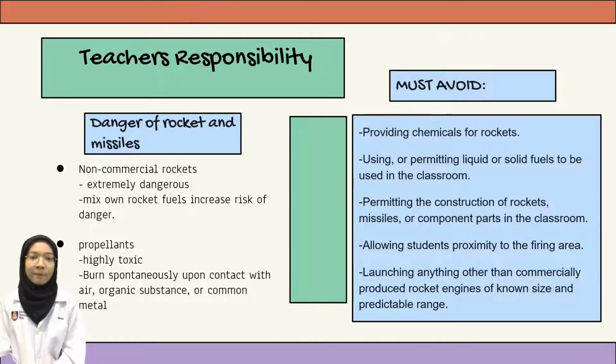Next, the propellant. Many propellants are highly toxic. Some propellants may burn spontaneously upon contact with air or organic matter, or in certain cases will burn suddenly upon contact with common metals. So, aside from cautioning the students, teachers must refrain from practices such as providing chemicals for rockets, using or permitting liquid or solid fuels to be used in the classroom, permitting the construction of rockets, and lastly, launching any rocket other than a commercially produced rocket engine of known size and predictable range.